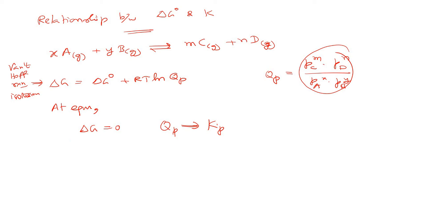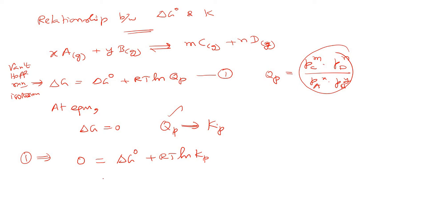So at equilibrium we can write the above expression, I'll take this as equation number 1. Therefore equation number 1 becomes delta G is 0, keep delta G naught as such, plus RT ln, instead of QP I am going to put KP. Remember, QP is the reaction quotient, which is not a constant. As time progresses, the QP value will change till the attainment of equilibrium. Once the reaction attains equilibrium, that ratio becomes constant. So instead of QP, we'll represent that ratio as KP, right?